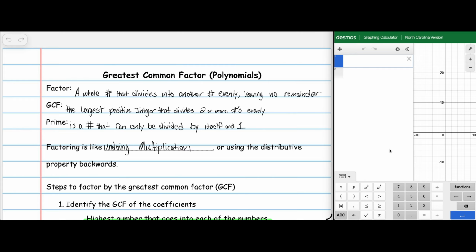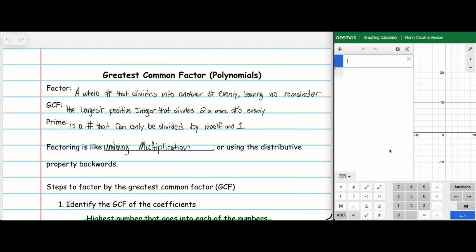Okay. Prime. Prime is a number that can only be divided by itself and one. Okay, so that will make a number prime. All right. We have to remember that factoring is like undoing multiplication or using the distributive property backwards. All right. So that's just something to keep in mind.